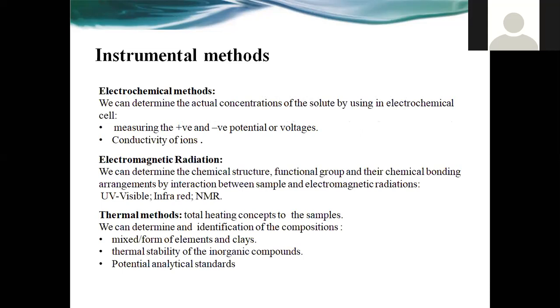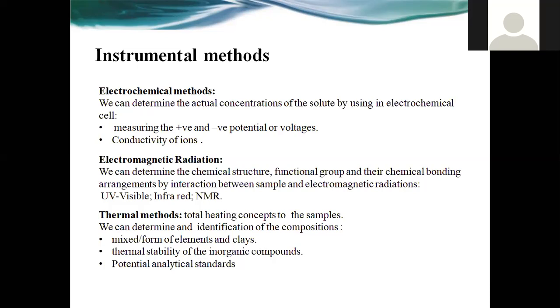Through that, we can easily analyze the actual concentrations present, and we can also determine the conductivity of the ions. In electromagnetic radiations, I have said already about absorption and emission: if your compound absorbs, it goes from ground state to excited state, and if your compound emits, it goes from higher state to ground state. Here we can identify the chemical nature of the compound, the structures, the functional groups present in the compound, and the chemical bonding arrangements, by the interactions between the sample and electromagnetic radiations.